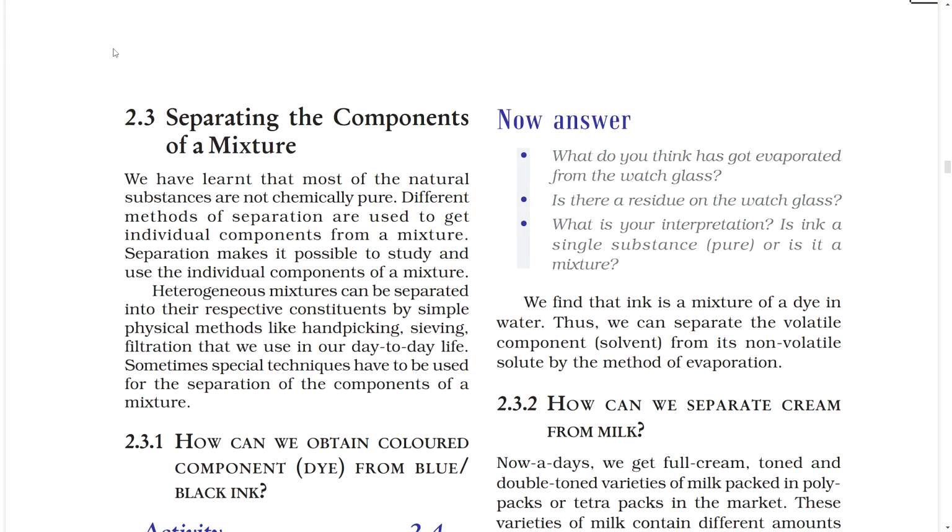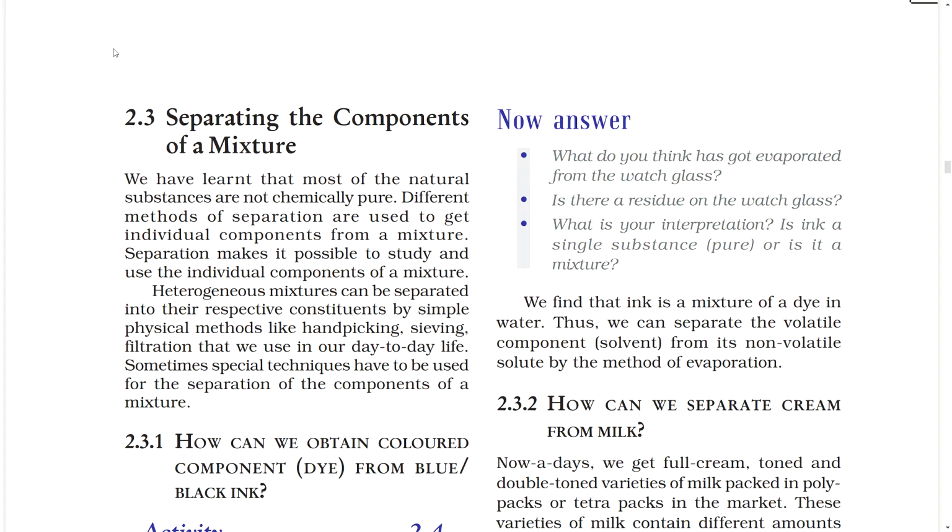Now answer. What do you think has got evaporated from the watch glass? Is there a residue on the watch glass? What is your interpretation? Is ink a single pure substance or is it a mixture? We find that ink is a mixture of a dye in water. Thus, we can separate the volatile component solvent from its non-volatile solute by the method of evaporation.